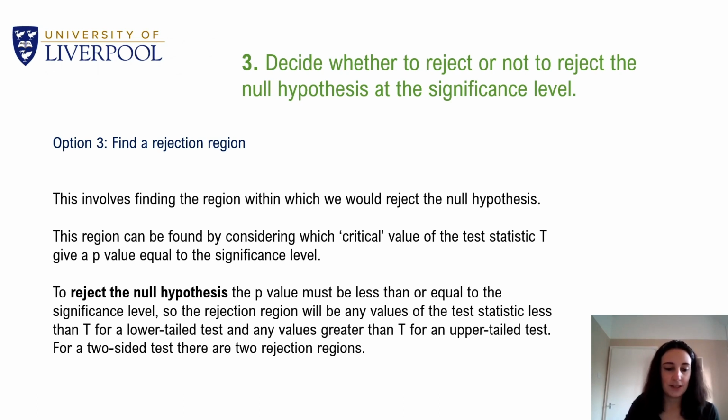For a lower tail test, this would be any potential value of the test statistic less than this critical value. For an upper tail test, this would be any potential value of the test statistic greater than this critical value. And for a two-sided test, there will be 2 rejection regions, respectively at potential values of the test statistic less than the critical value at the lower tail and greater than the critical value at the upper tail.